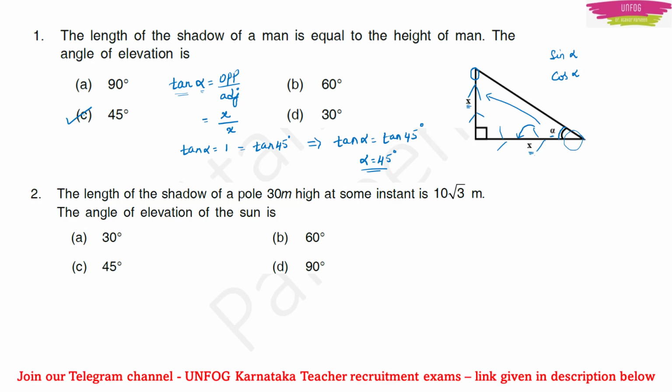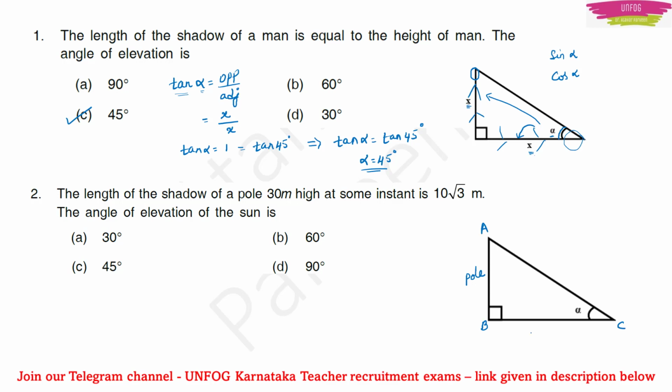Next question. The length of the shadow of a pole 30 meter high at some instant is 10 root 3 meter. The angle of elevation of the sun is. See, if this is a pole, then this will be the shadow, right? So let me give the name for this triangle. It will be easy for us, right?